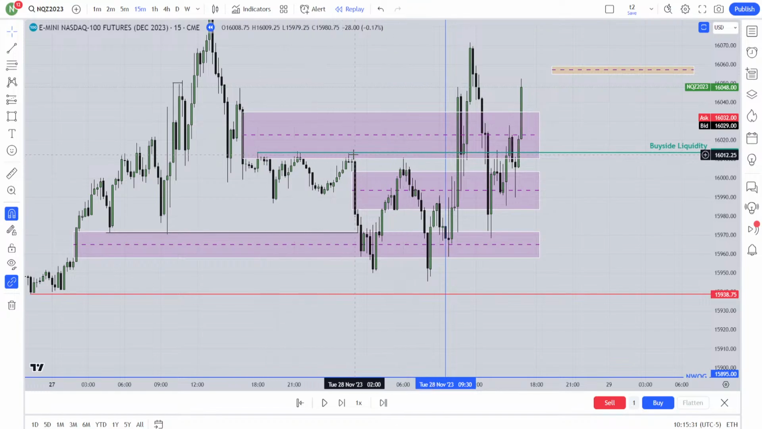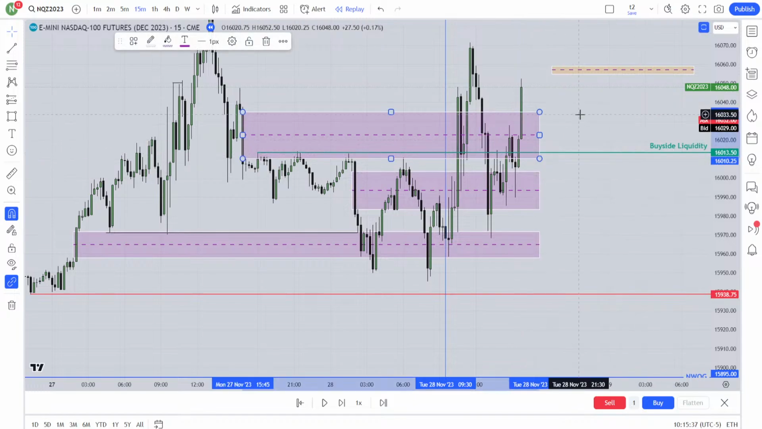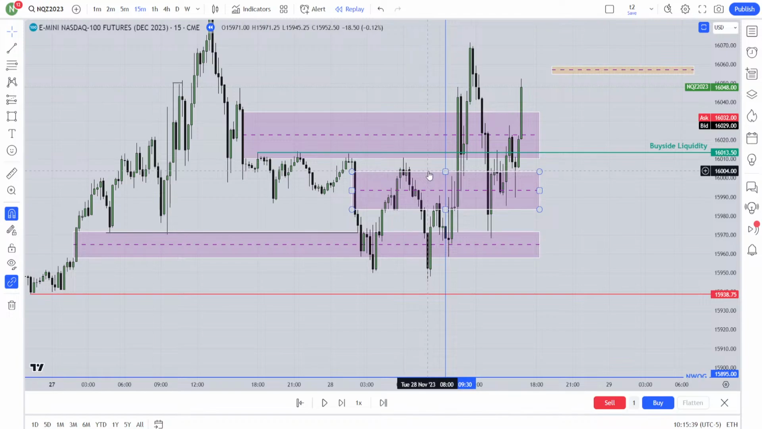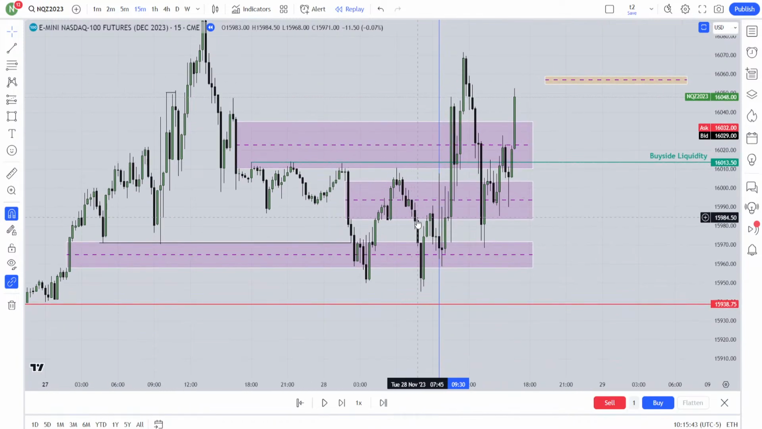This is the only clean buy side liquidity from the 15-minute chart. There is no other buy side liquidity from the 15-minute chart before 9:30. In my opinion, I don't see any clean buy side liquidity. It went lower. It has made this sell side liquidity stronger. For what? For Wednesday expansion.